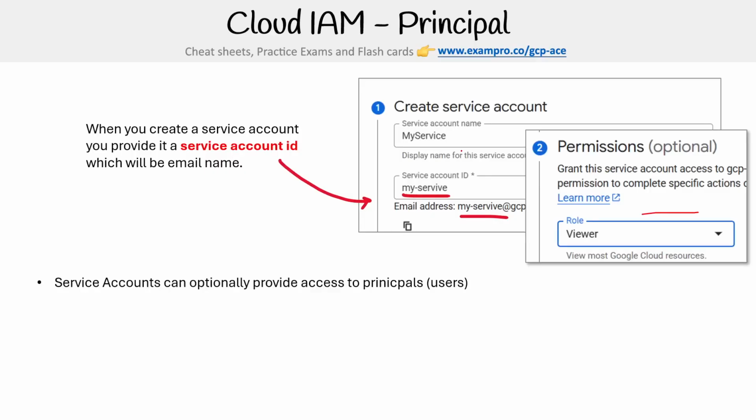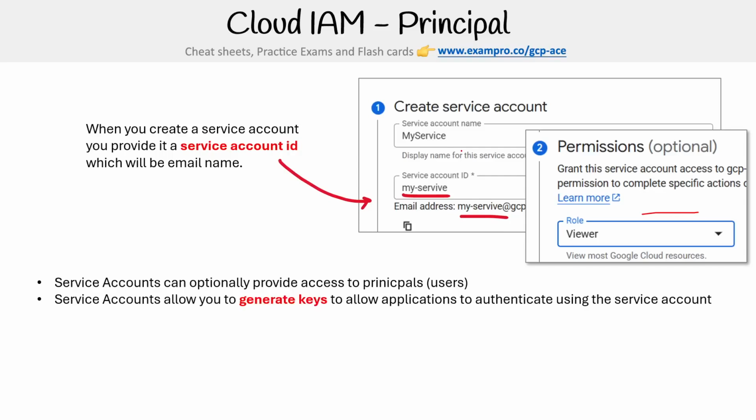So service accounts can optionally provide access to principals, such as other users. Service accounts also allow you to generate keys to allow applications to authenticate using service accounts. You're going to be doing this a lot, unless there's a case where you're just creating a service account for a service to use. I think like with Compute Engine or Vertex AI, you will end up doing that, where you never generate keys. You just have to create a service account associated with the service in general, so you can say exactly what permissions it's allowed to access. Service accounts are assigned at the project level, not at the org level. So that's how it is there.